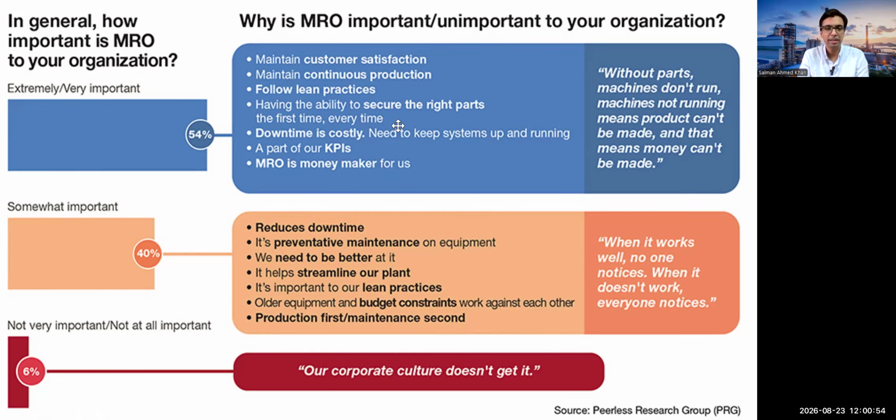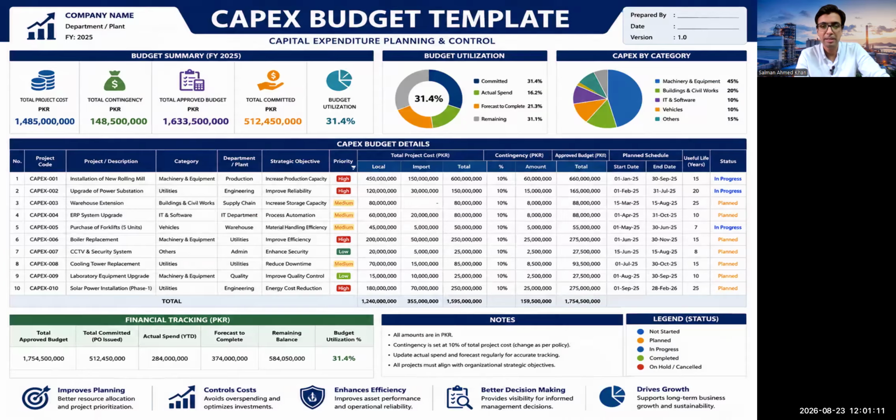So to recap this, without parts, machines don't run. Machines not running means product can't be made, and that means money can't be made. When it works well, no one notices. When it doesn't work, everyone notices. So this is all about how the organization takes the MRO.